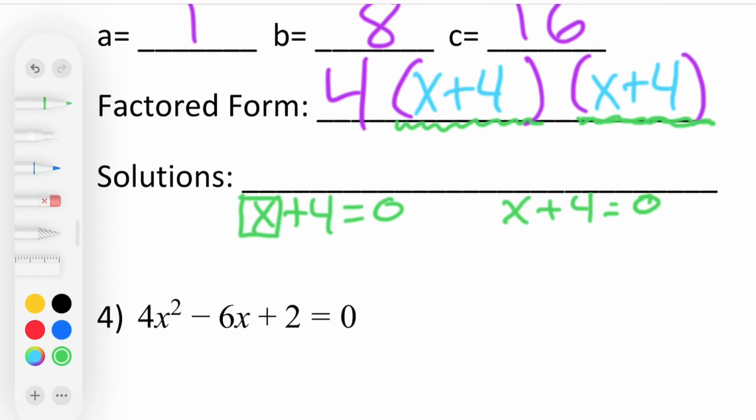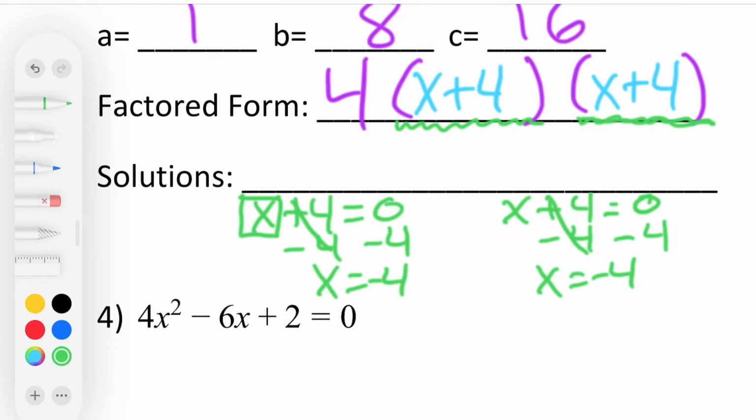And solving for x. So we want that box by itself, or that x by itself. So we have to subtract 4. x equals negative 4 minus 4, x equals negative 4. So your answer is negative 4, or you can put as well negative 4 and negative 4. It is the exact same answer. I will count either one.